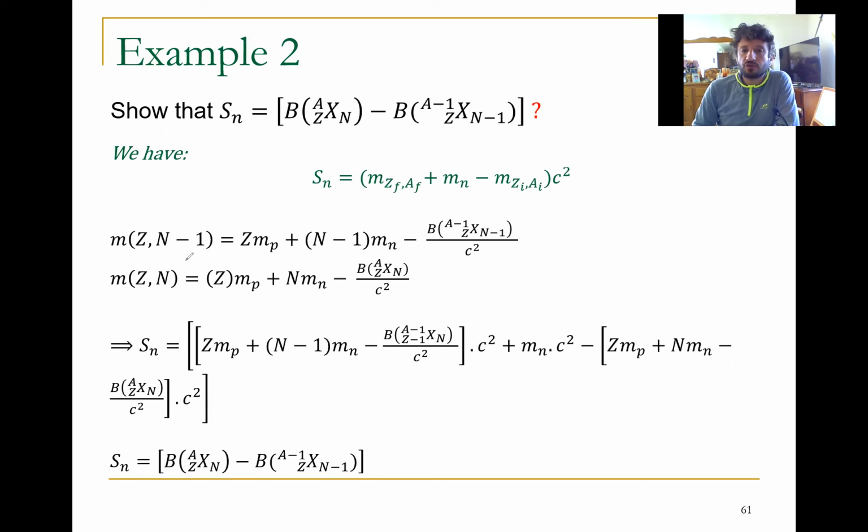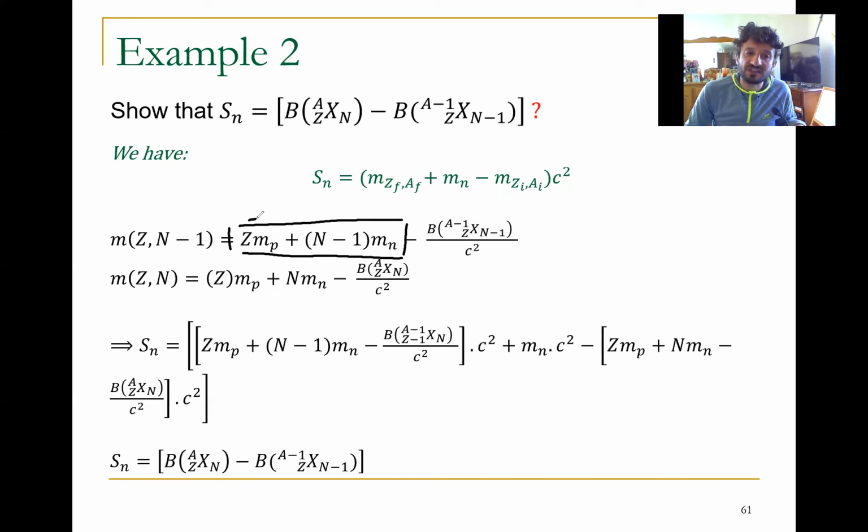First of all, I want to find m, the nuclear mass of the final atom, and I want to find the nuclear mass of the initial atom. You know, the nuclear mass of the final atom, which has Z protons and N minus 1 neutrons, because we lost one neutron. In general, the mass of the nucleus equals the mass of the individual nucleons inside.